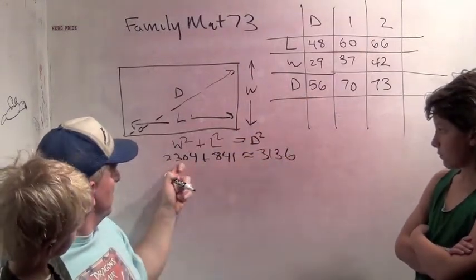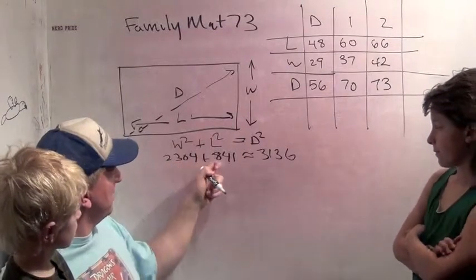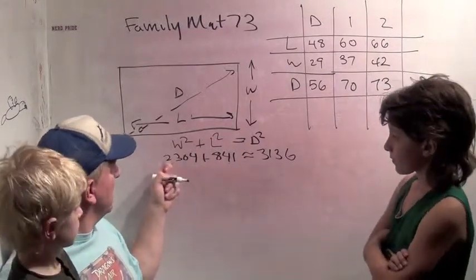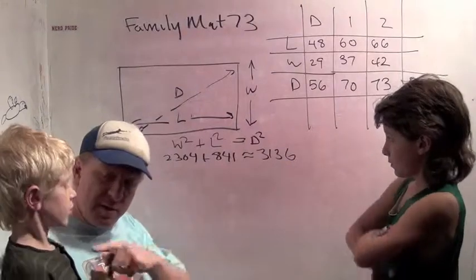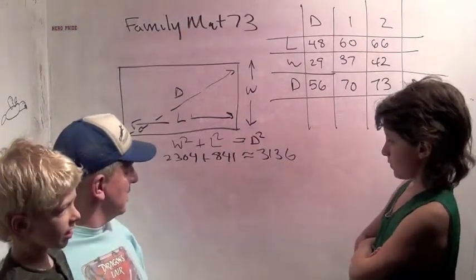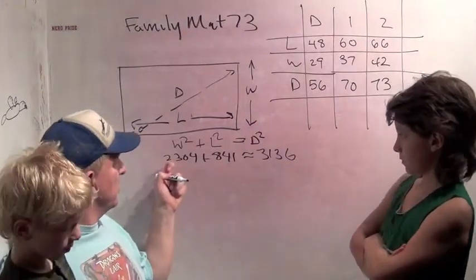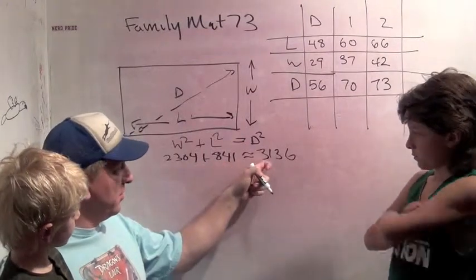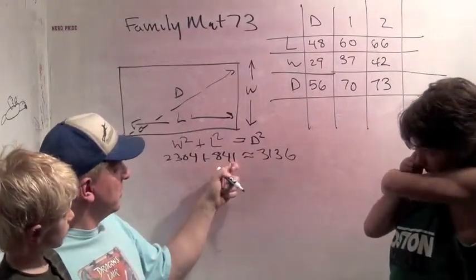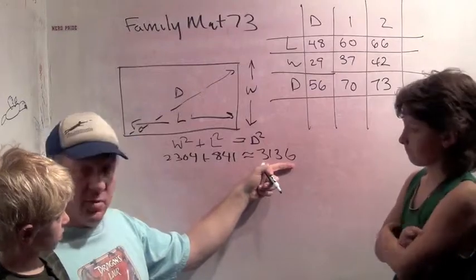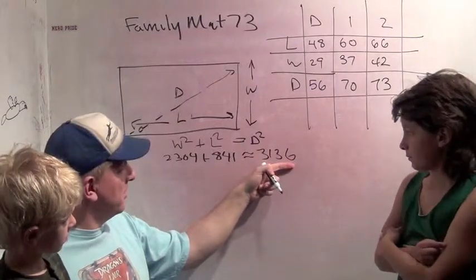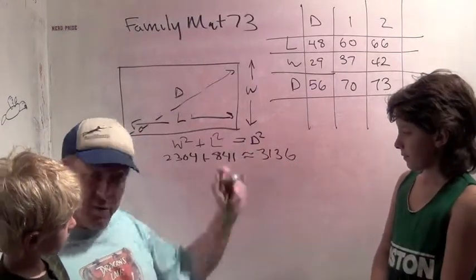Let's do 2,300 plus 800. What's 23 plus 8? 31. So 2,300 plus 800 is about 3,100, and then 4 plus 41 is 36. This is actually real lucky. It's very, very close, right? So I'm pretty happy about that.